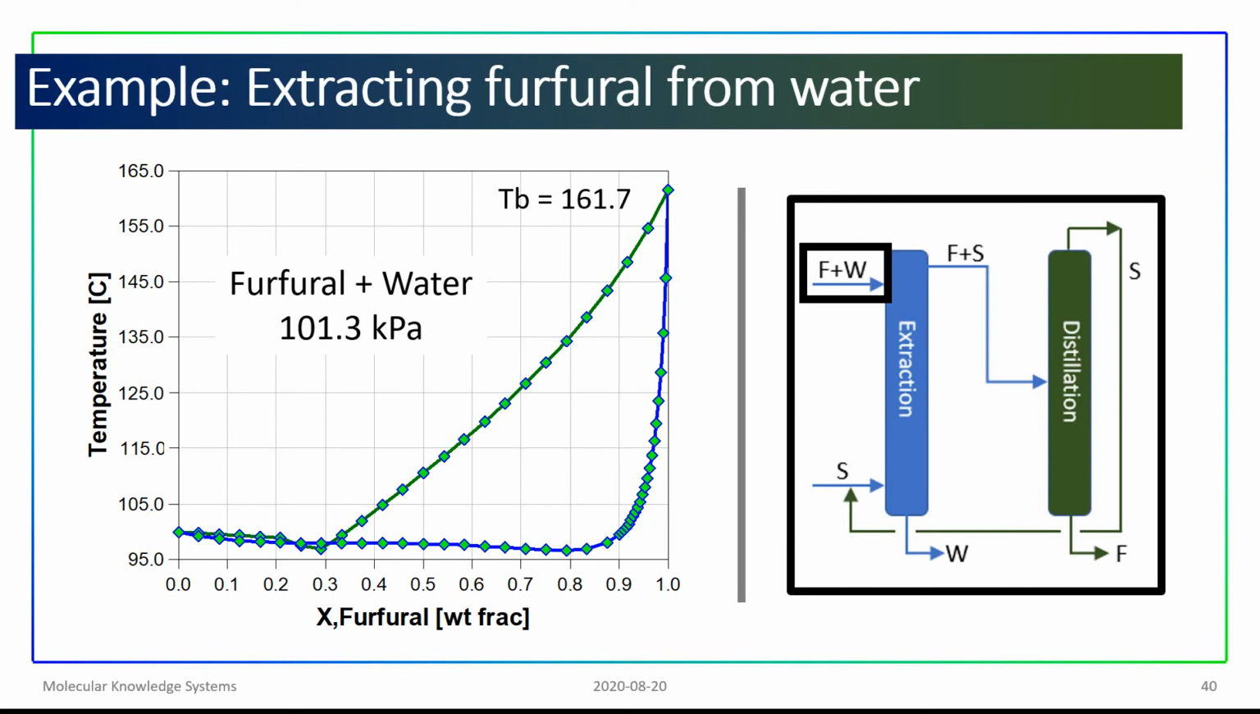In the process shown here, a furfural-water mixture enters the top of the extraction column, and the solvent enters the bottom. Hopefully, if we pick the appropriate solvent, an almost pure water stream will exit the bottom of the extraction column, and our furfural solvent mixture will end up at the top. This mixture will then be fed into a distillation column, in which we have chosen to take our furfural product off the bottom and recover our solvent off the top. So let's go through our solvent selection tasks.